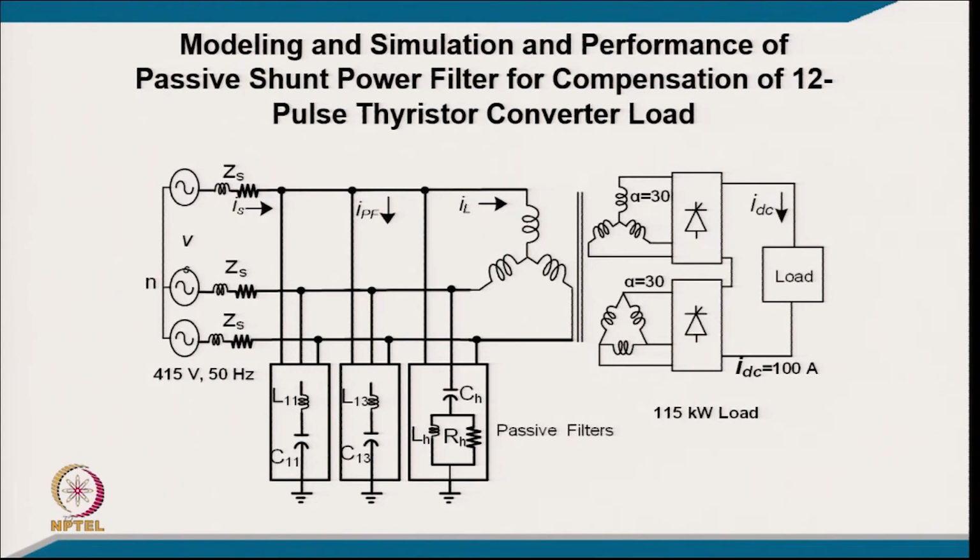Coming to another example, the modeling and simulation of performance of a passive shunt filter for a 12 pulse converter. This is the typical converter you can think about in HVDC or a very large rating drive, the synchronous motor drive which I was mentioning as an example, or a magnet power supply. You will find plenty of harmonics, and we have designed for 115 kilowatt with 100 ampere current on this side. Both converters are connected in series, which is normally similar to HVDC, so that you have equal current in both.